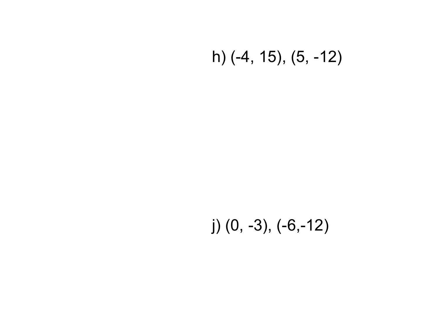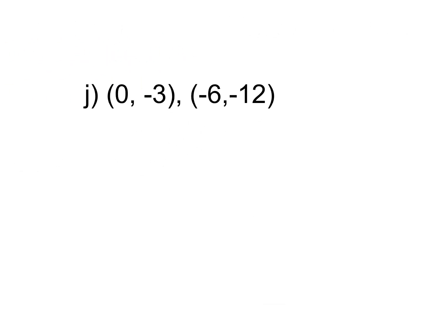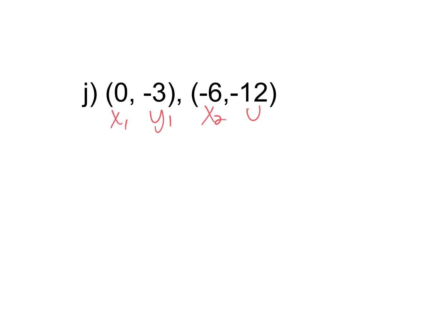Let's do J. We'll skip H and I. I know you're probably bummed about that, but that's okay. Try J by yourself. So I'm gonna label it really fast. So pause the video if you haven't already. So we've got negative 12 minus negative 3 over negative 6 minus 0.